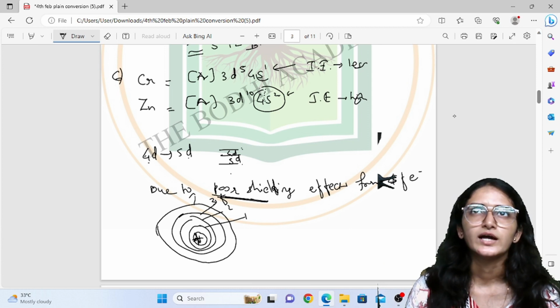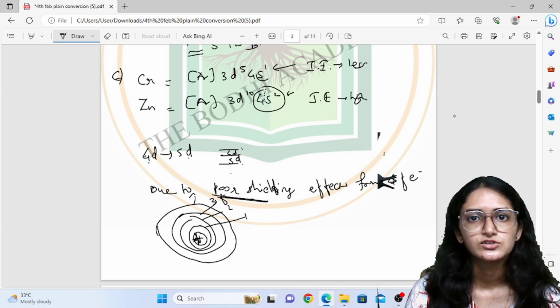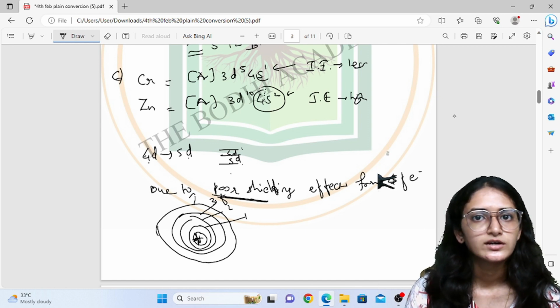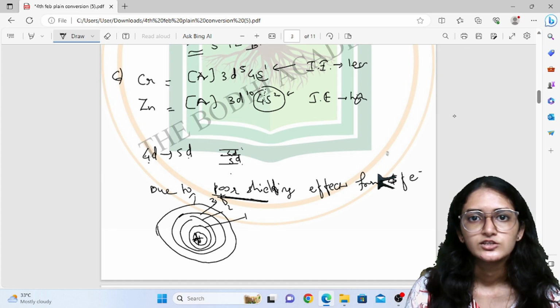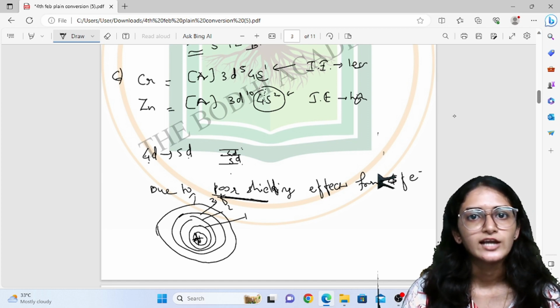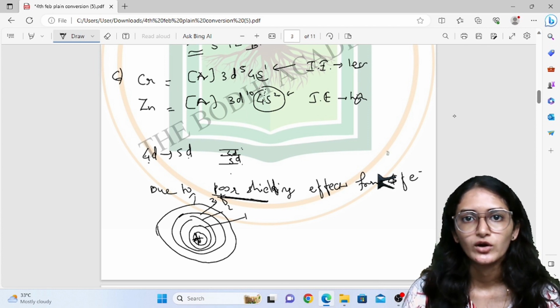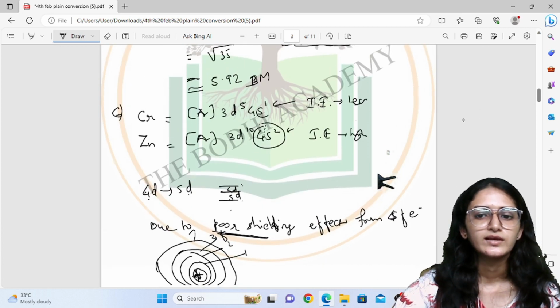Next is lanthanoid contraction, which is also important. Lanthanoid contraction is caused by the same shielding effect, so the definition is very important. Lanthanoid contraction is the gradual decrease from lanthanum to lutetium in their atomic and ionic radii due to the poor shielding effect. This is very important.